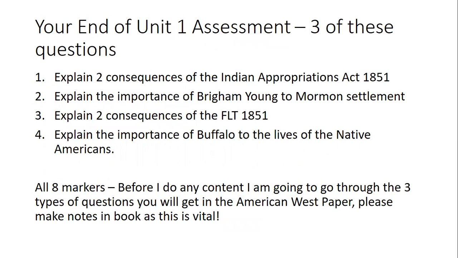So this is just a reminder of your end of Unit 1 assessment. It's going to be 3 of these questions. I'm not going to go through that too much, okay? But explain 2 consequences of the Indian Appropriation Act, explain the importance of Brigham Young to Mormon settlement, explain 2 consequences of the Fort Laramie Treaty, explain the importance of buffaloes to the lives of the Native Americans. They're all 8 markers, but I think it's important that I go through the types of questions that you will have on the American West paper.